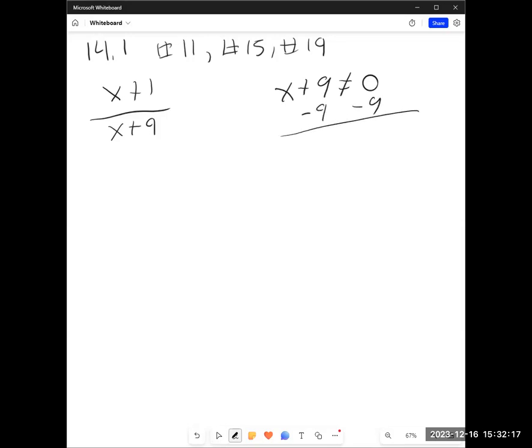So we treat that not equal to like it's an equal sign. We just use our properties of equality here and subtract 9 from both sides, and x cannot be equal to negative 9. So the rational expression is undefined when x equals, and you fill in the blank with the number negative 9.